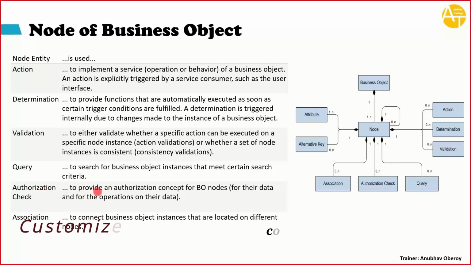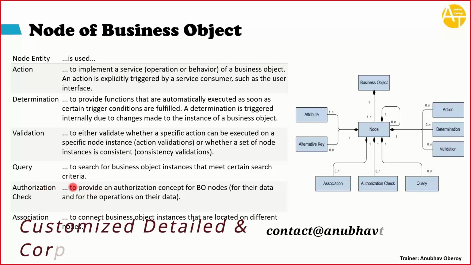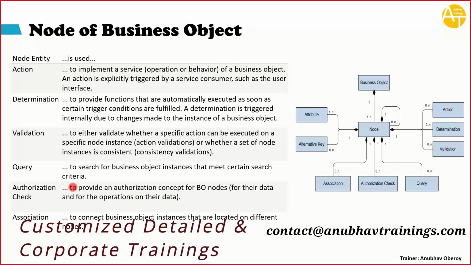Then we have authorization check, very important. We want to make our application secure. So if we want to make our application secure, we also have to do authorization checks. So we can do checks on the business object node on their authorizations. So this is another thing.